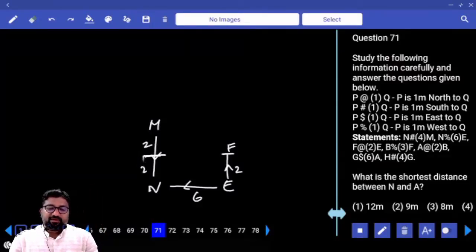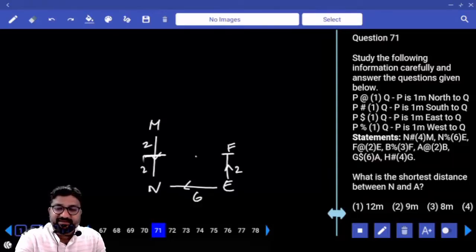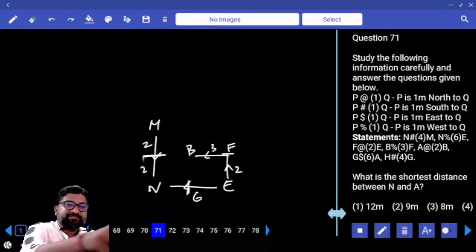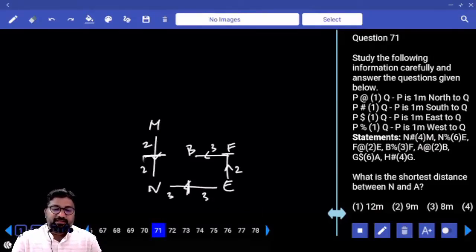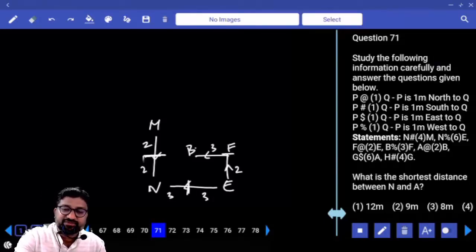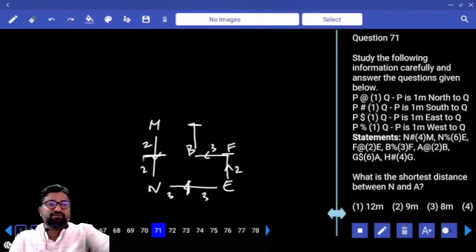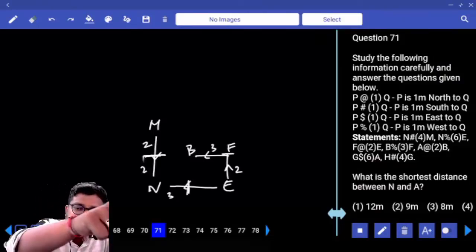Next, B percentile F. B is to the west of F by how many meters? 3 meters. West means left hand side. Mark a line. What will this become? 3. Next, A at the rate M. A is to the north of B by some meters and exactly parallel to M. Exactly parallel to M, right?